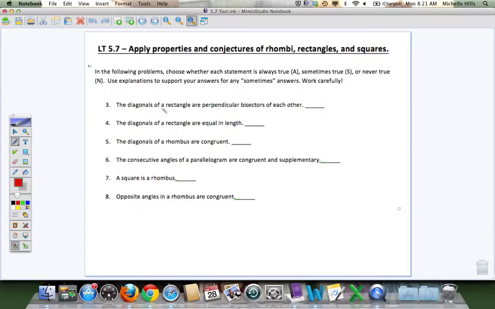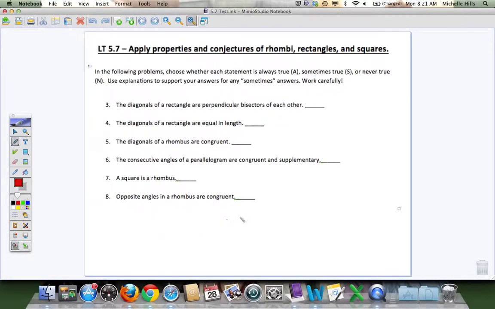Well, I start off with what I know about the diagonals of a rectangle to begin with. And the only things that I really know about the diagonals of a rectangle is that they do bisect each other and that they are congruent. There's nothing about them being perpendicular. However, the diagonals of a rhombus are perpendicular to each other.